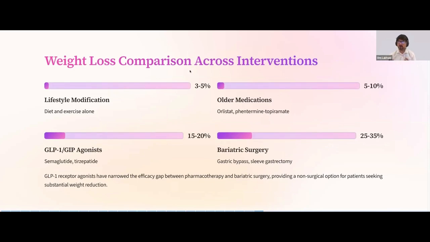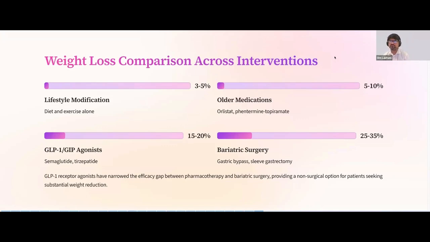Let's then compare how it compares with other options. Lifestyle modification, when done best over a long time, has been shown to produce 3 to 5% weight loss persistent over a period of time. Older agents like phentermine and all that used to lead to 5 to 10% weight loss. GLP-1 now, you see the data, is 15 to 20% weight loss, and bariatric surgery leads to 25 to 35% weight loss. Now we are coming very close to bariatric surgery.